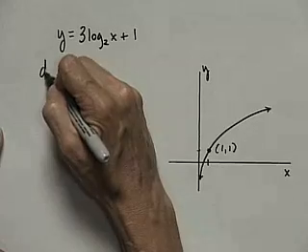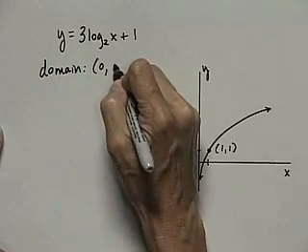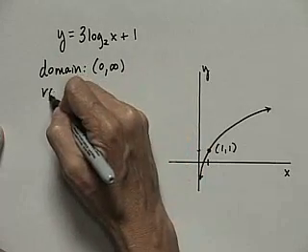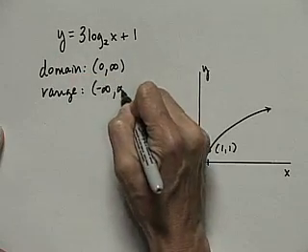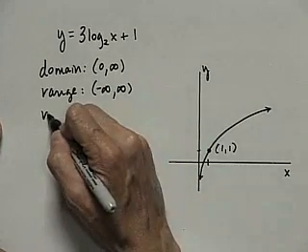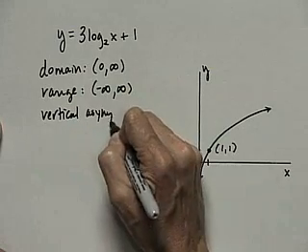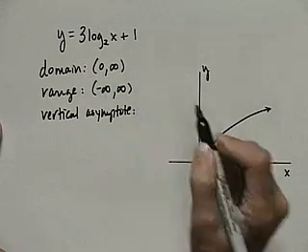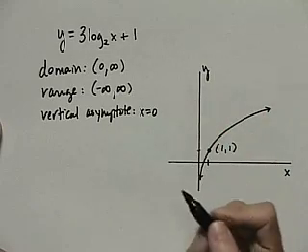and write down the domain, which is 0 to infinity. Write down the range, which is negative infinity to infinity. Write down the vertical asymptote, which is the y-axis, or the line x equals 0.